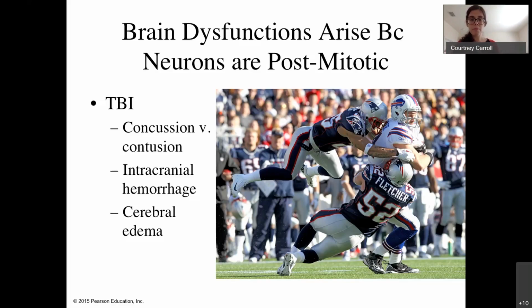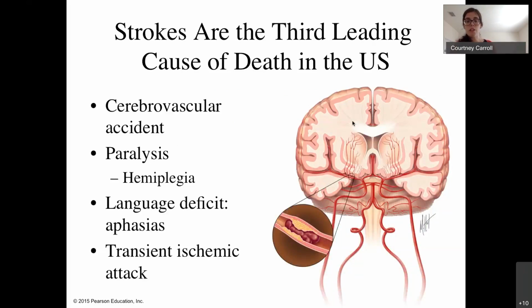Okay. Traumatic brain injuries. Another brain dysfunction that I want to talk about are strokes. They're currently the third leading cause of death in the United States. And strokes, the medical term for it is going to be a cerebrovascular accident, or a CVA. And symptoms of a stroke depend on where the stroke occurred. So the stroke is caused by a blood clot in one of the capillaries in your brain. And it will cause dysfunction based on what that area of the brain does.